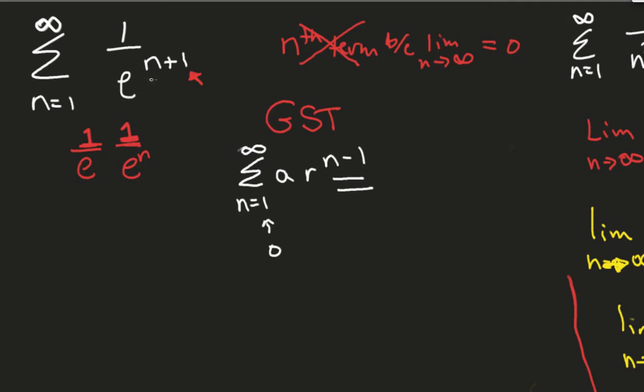What it means, anytime you have exponents added like that, you had them once multiplied. So that means you had an e to the n times an e. That's how you got to e to the n plus 1. Since they're in the denominator, I rewrote it as 1 over e times 1 over e to the n. So now the question becomes: how can I get this n to become an n minus 1?